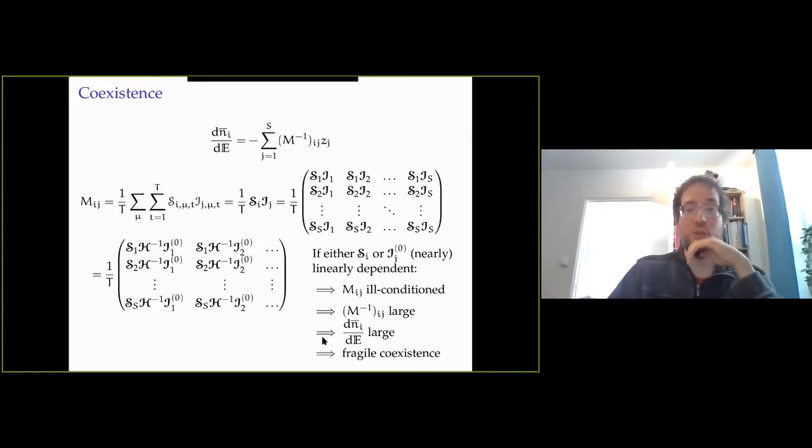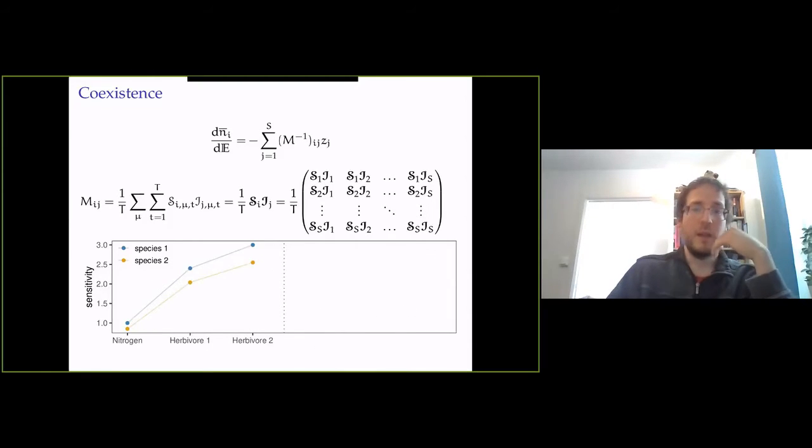But if that is true, that means that coexistence is fragile, because if the average abundances exhibit a large jump, even for a small perturbation of the parameter, that means that we can very easily get out of the feasible range of abundances, get a negative average abundance, for example, and then coexistence is lost. Let me illustrate that idea.